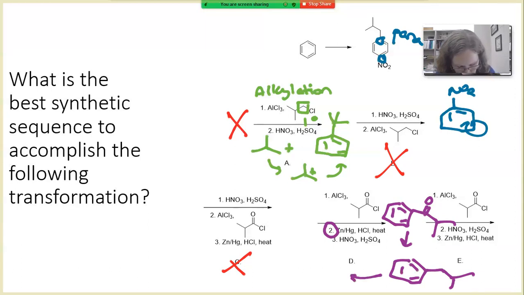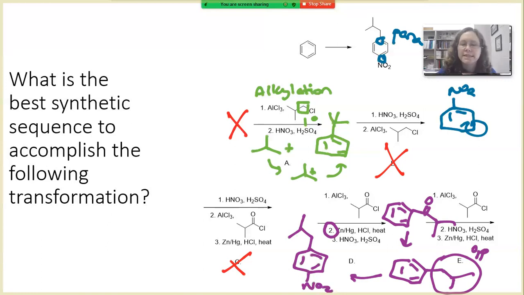Last step is nitration, and this group here is an ortho/para director because it's an alkyl chain. So this one will correctly make the product that we would like. We would get NO2 para. And so D definitely works. All right, so I'm going to give that a nice check mark.